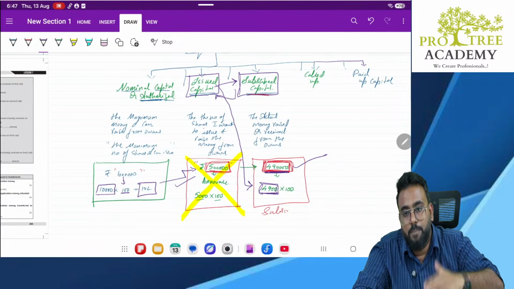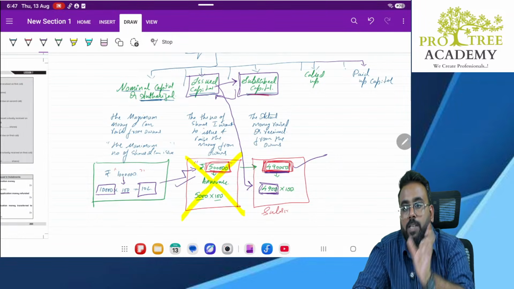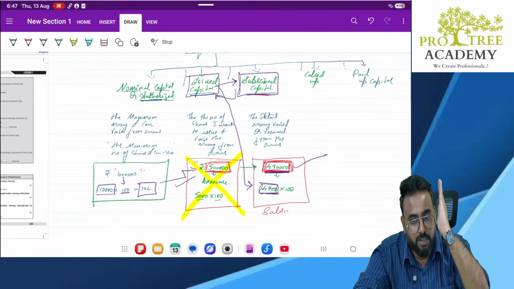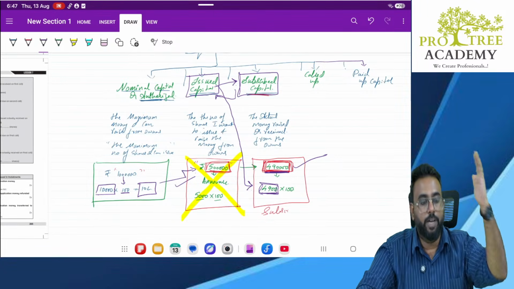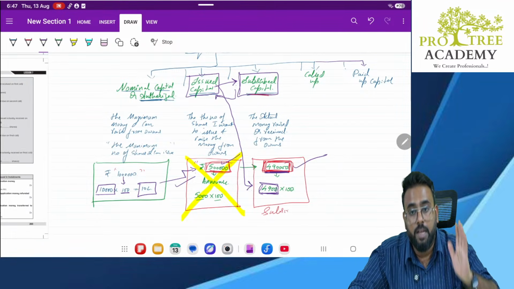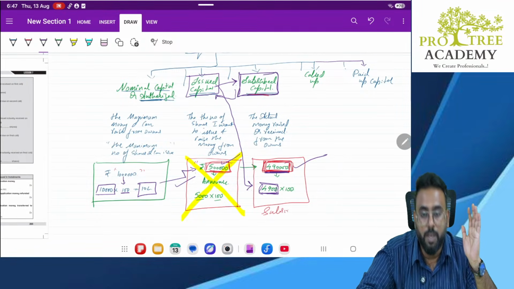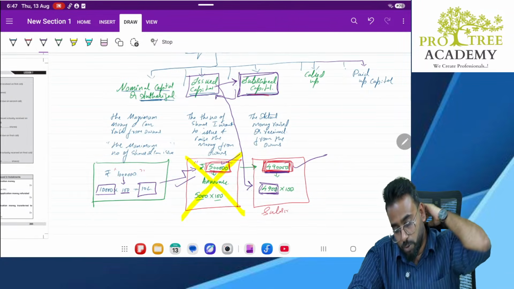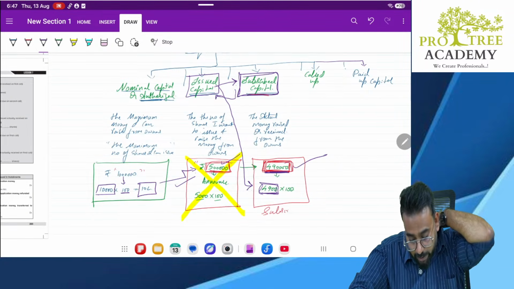So once the company is floated, your issued capital and your subscribed capital are one and the same. Clear? I wanted to clearly show how this and this look different before the subscription happens. Before the subscription happens, it looks different. After subscription, it looks the same. Clear? Okay, sir, done.